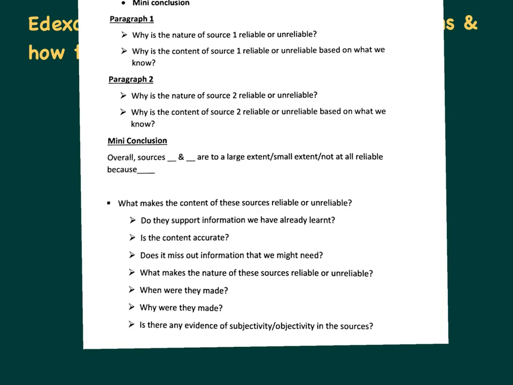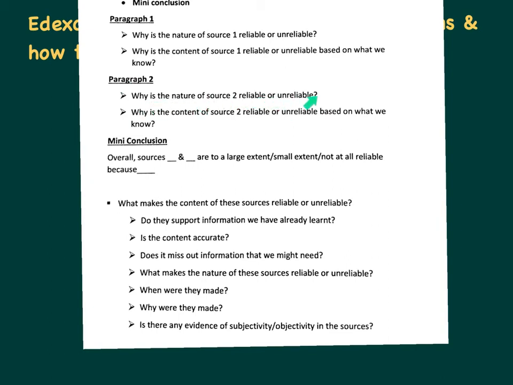I would advise it's probably easiest to structure your answer like this. So you'll have paragraph 1 all about source 1. Why is the nature of source 1 reliable or unreliable? Who wrote it? When was it written? How would that affect what they're saying? Why is the content accurate or less accurate? What do you know about this time? Then go on paragraph 2 about source 2.